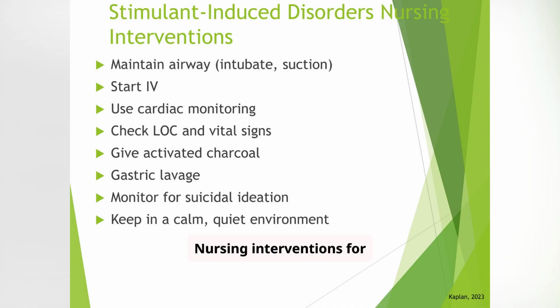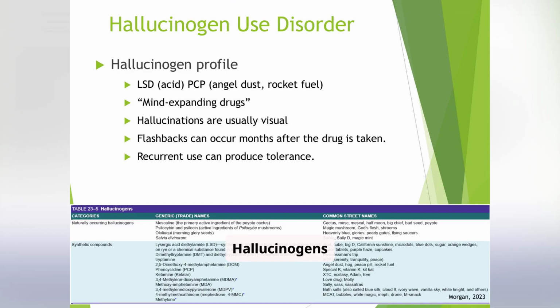Nursing interventions for stimulant overdose include maintaining the airway and starting an IV. Use cardiac monitoring and check LOC. Activated charcoal and gastric lavage may be necessary. Monitor for suicidal ideation. Hallucinogens include LSD and PCP.